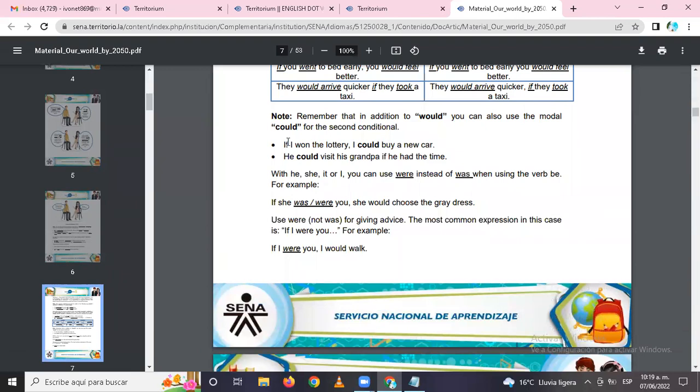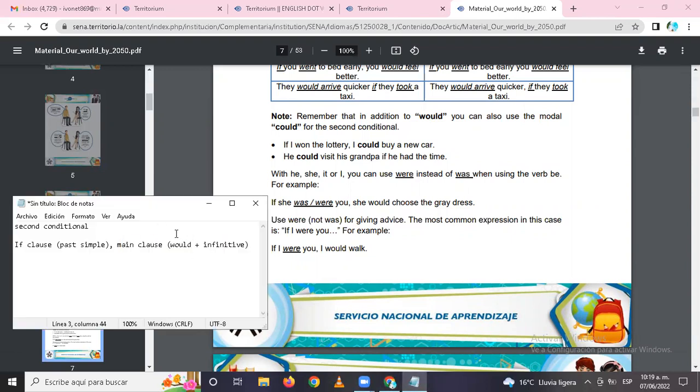Remember, note. Remember that in addition to would, you can also use the modal could for the second conditional. As we saw in the first example, remember? We use this as a general rule, but it can also be the could. Here we have some more. If I won the lottery, I could buy a new car.